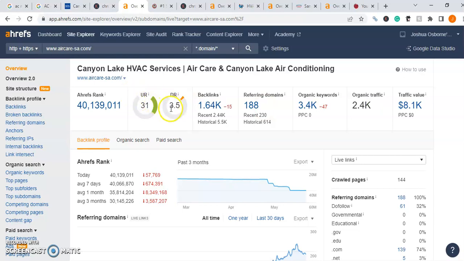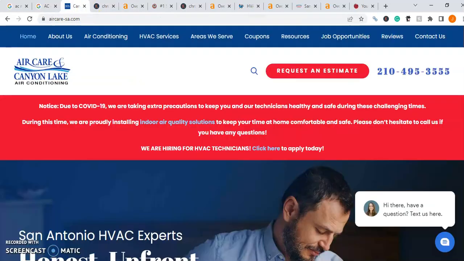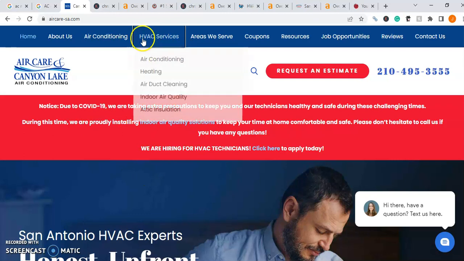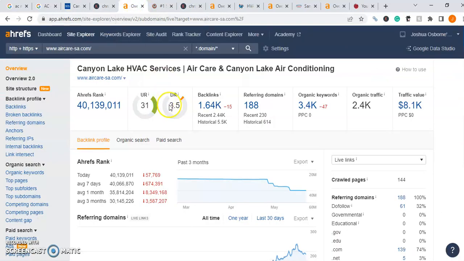So what is UR and what is DR? So UR stands for URL rating, and what that is, is the individual power given to a single page. So in this case, we're just talking about your homepage, which generates a 31 UR. Whereas DR stands for domain rating. And what that is, is the power that goes through your entire website.